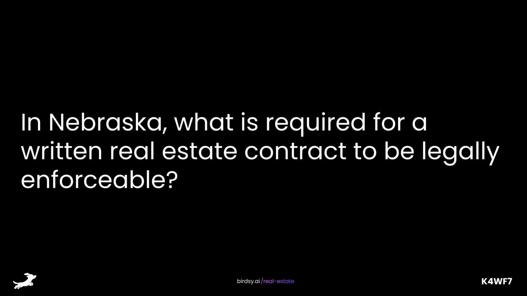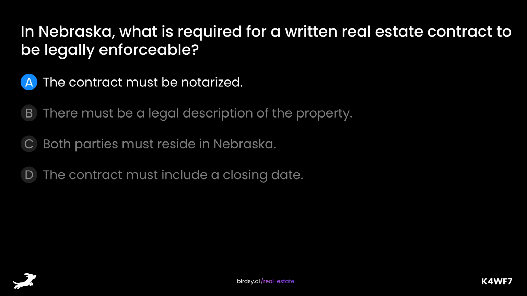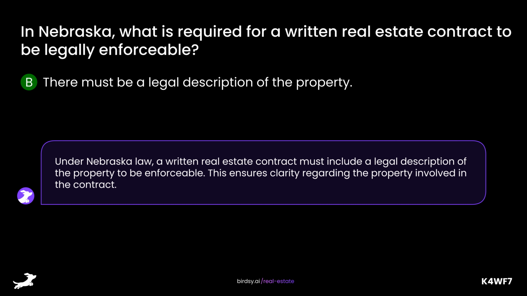In Nebraska, what is required for a written real estate contract to be legally enforceable? Is it A, the contract must be notarized? B, there must be a legal description of the property? C, both parties must reside in Nebraska? Or D, the contract must include a closing date? The answer is B, there must be a legal description of the property. Under Nebraska law, a written real estate contract must include a legal description of the property to be enforceable. This ensures clarity regarding the property involved in the contract.